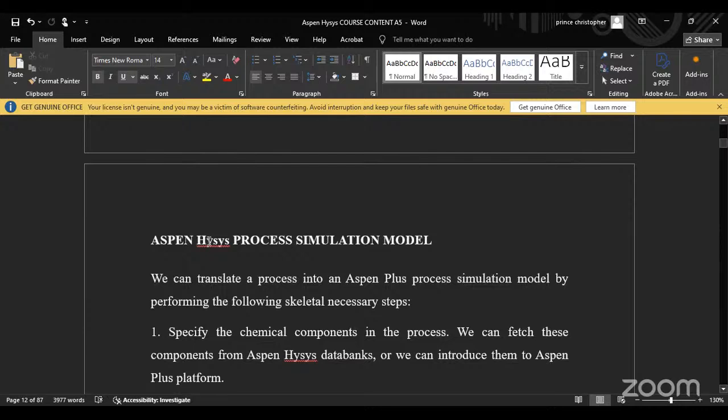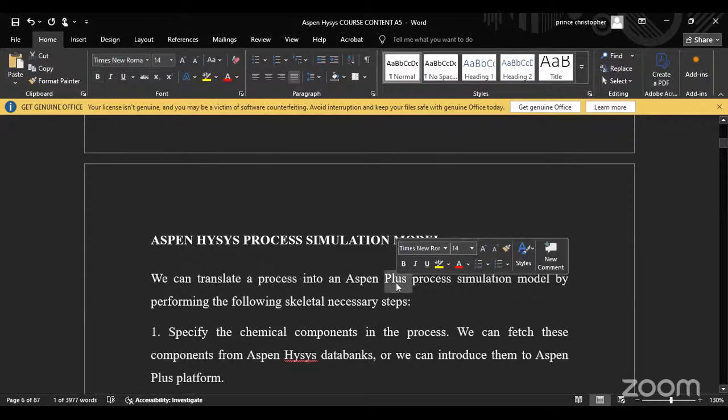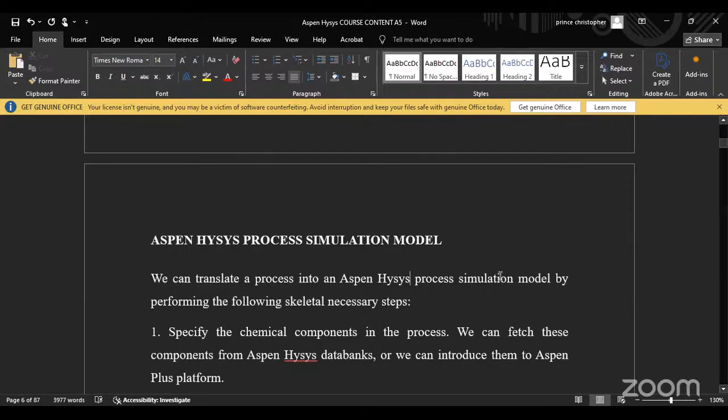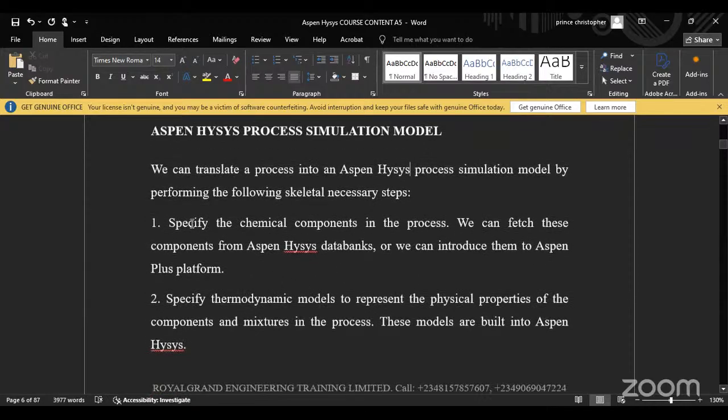Okay, Aspen Hysys process simulation model. We can translate a process into an Aspen Hysys process simulation model by performing the following skeletal but necessary steps. The first one is to specify the chemical components in the process. Where you open Aspen Hysys and you have created your first project, which we are going to do during the course of this lecture, one of the first things you need to do is to specify the chemical components.